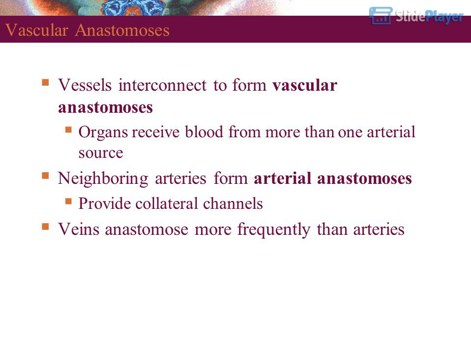Organs receive blood from more than one arterial source. Neighboring arteries form arterial anastomoses. Provide collateral channels. Veins anastomose more frequently than arteries.